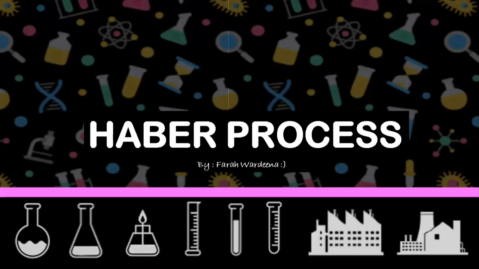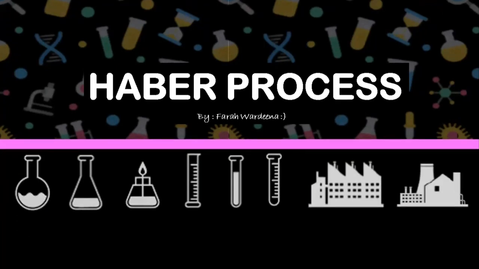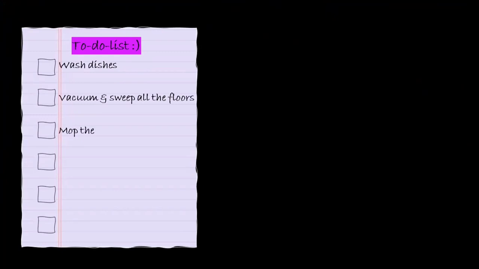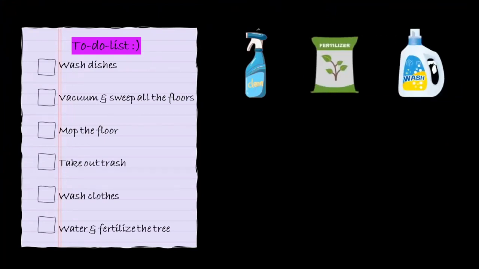Before we start, let me ask you one simple question. Did your mom ever ask you to do the house chores, or were you volunteering to do them because you love it? If yes, have you ever wondered about the substance that you have used to do the job? For example, detergent or dishwashing liquid. All the substances that were used actually consist of one similar compound, which is ammonia, NH3.